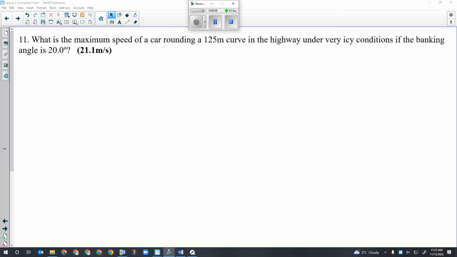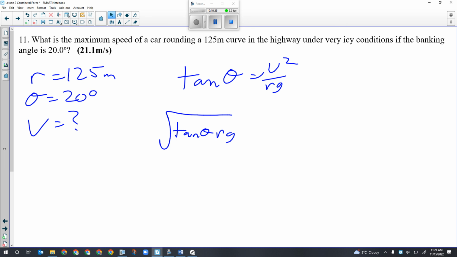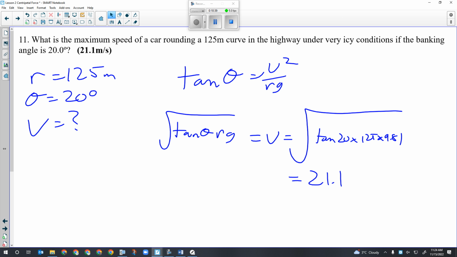In this question here, we're told the radius, 125 meters. We're told that it's angled at 20 degrees, and that we're looking for the maximum speed. Well, our banked curve formula is that the tan of theta equals v squared over r times g. So all we're doing is manipulating for v. That's going to be the tan of theta times r times g, square rooted, to give me v. So that'll be the tan of 20 times 125 times 9.81, and that should give us 21.1 meters per second.